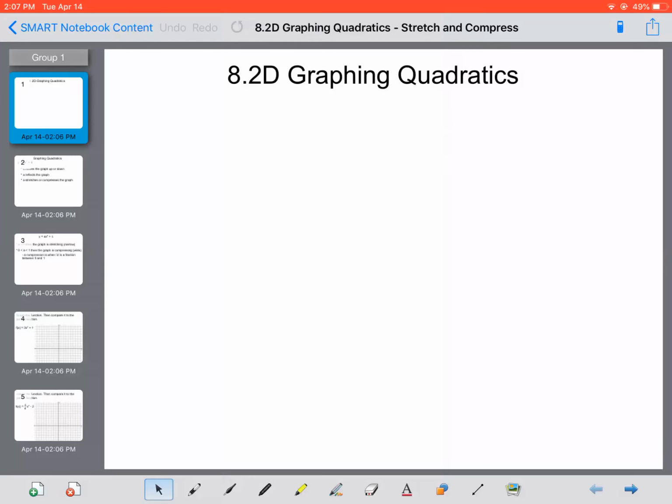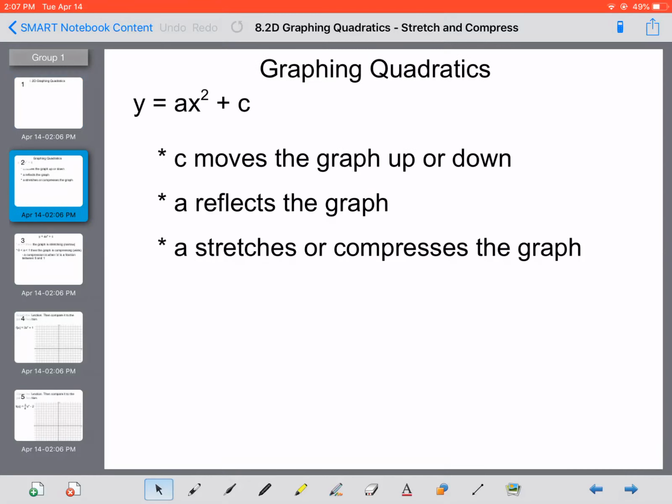So we have been learning how to transform quadratic equations and what the numbers in the equation tell us. So let's just refresh our memory. We have the equation y equals ax squared plus c. The c is going to tell you if the graph is moving up or down on the y-axis. So the graph is moving up or down for your c value.